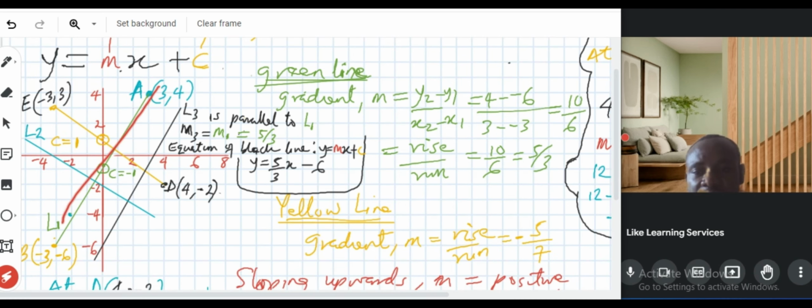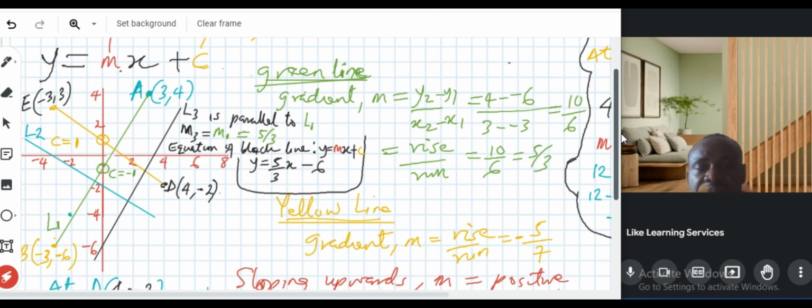Some graphs will have a specific position where the graph cuts the y-axis. For the green graph, for instance, it cuts the y-axis at c equal to minus 1. So the intercept for this green graph is -1. This is the position where it cuts the y-axis, the y-intercept.